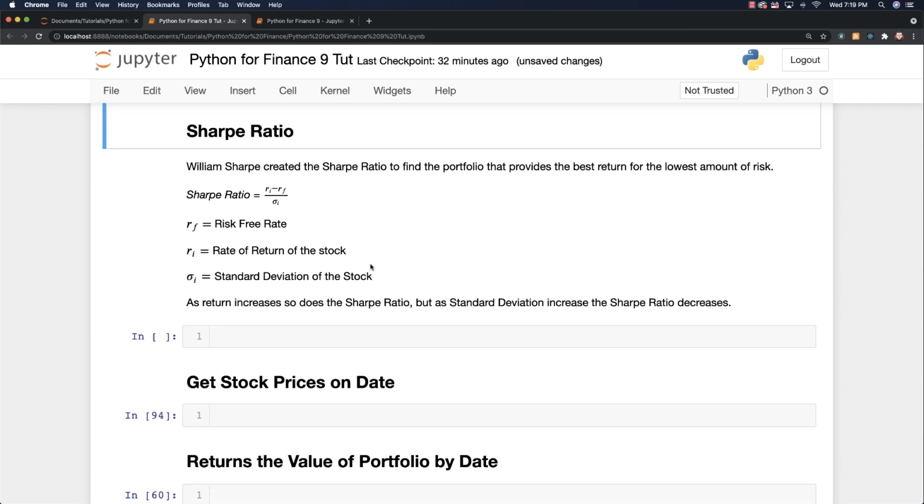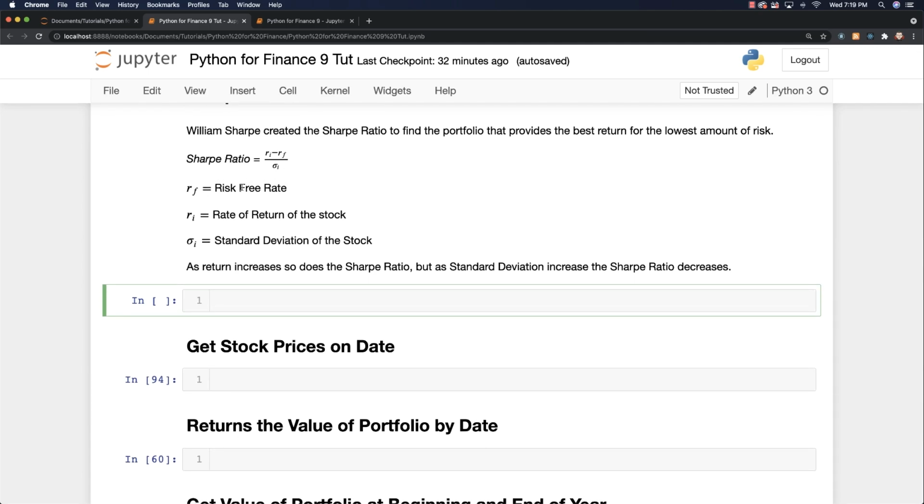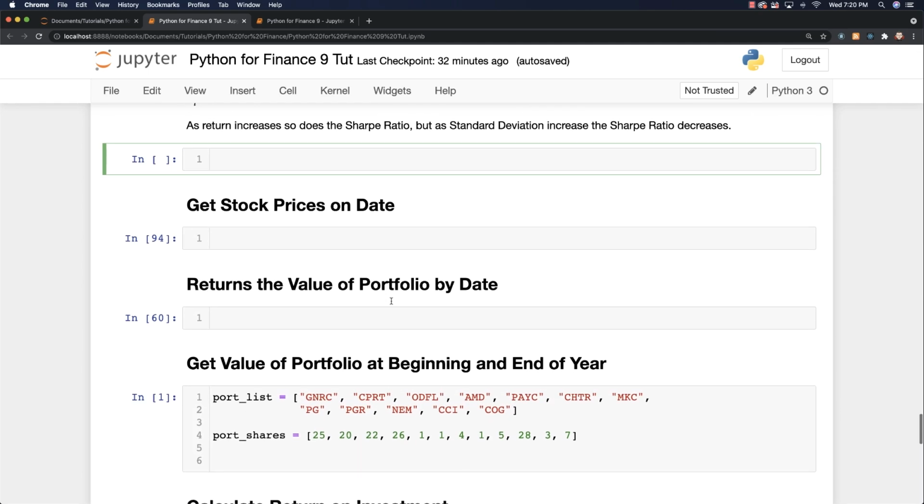Okay, we also have been talking about the Sharpe ratio. And as I said before, William Sharpe created the Sharpe ratio to find the portfolio that provides the best return at the lowest amount of risk. So let's come in here and let's calculate. Here's the formula for the Sharpe ratio, which I covered previously.